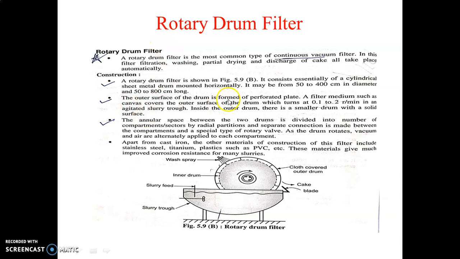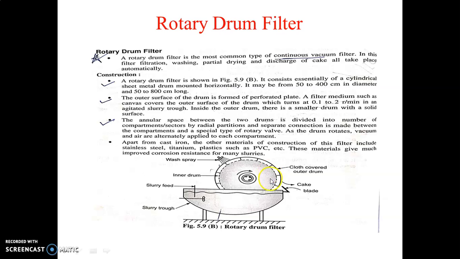The outer surface of the drum is a perforated plate. Perforated plate means the plate has openings on it. The filter medium such as canvas covers the outer surface of the drum. So you have to place the filter medium around this perforated plate, and the drum is rotated at 0.1 to 2 revolutions per minute. RPM means revolutions per minute.